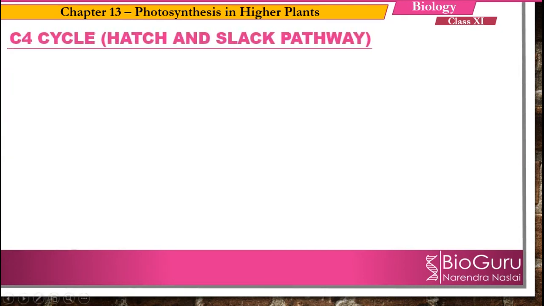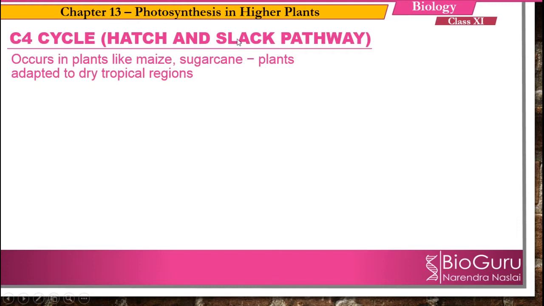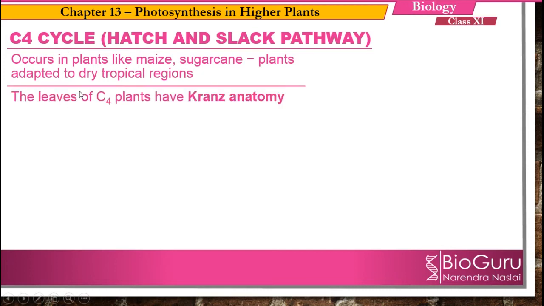Now let us have a look at the C4 cycle, which is also known as the Hatch and Slack pathway. This cycle occurs in plants like maize, sugarcane, etc. The plants which are adapted to dry tropical regions show this cycle, that is the C4 cycle. The leaves of C4 plants have Kranz anatomy.